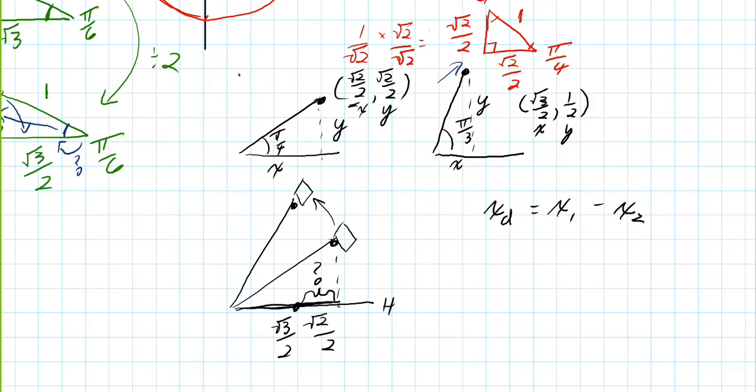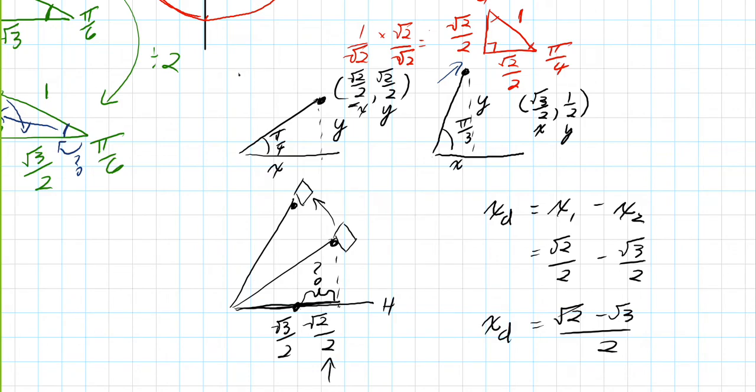So x1 in this case was root 2 over 2. So we have root 2 over 2, and we're going to subtract root 3 over 2. When we get that, we get root 2 minus root 3 over 2. It's some number. I use a calculator at this point, but this would represent the horizontal distance, or the distance of x.